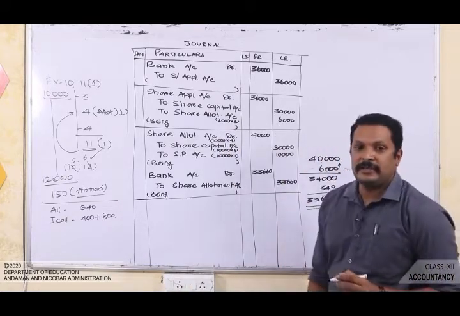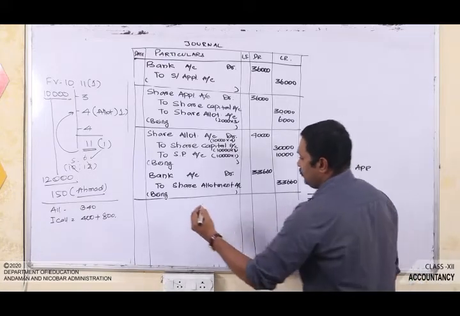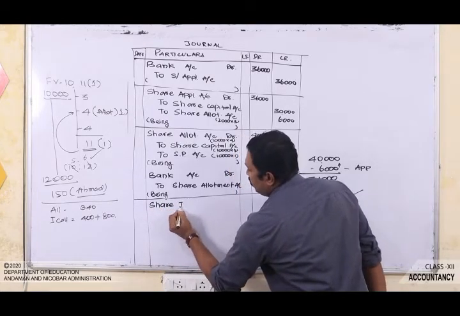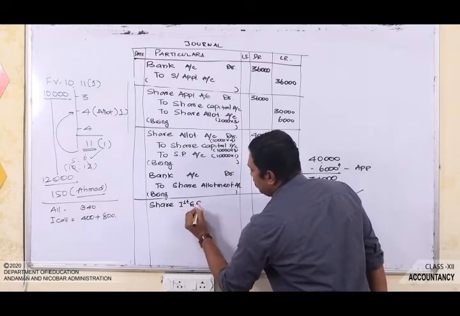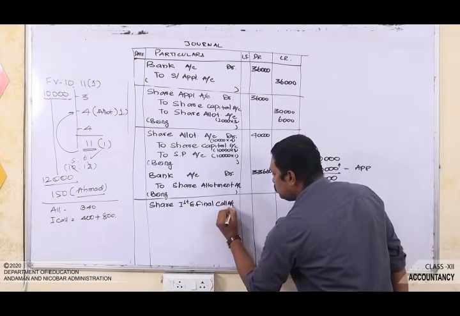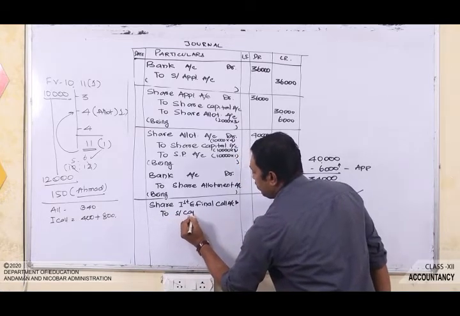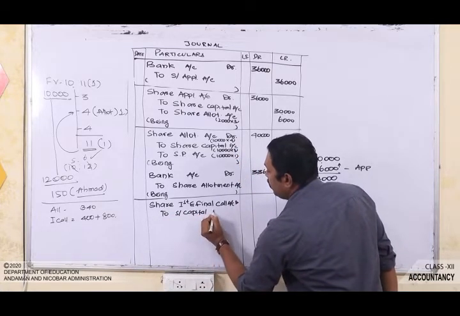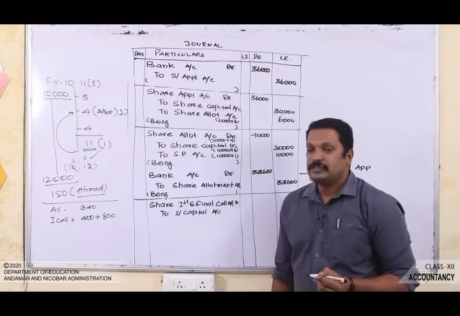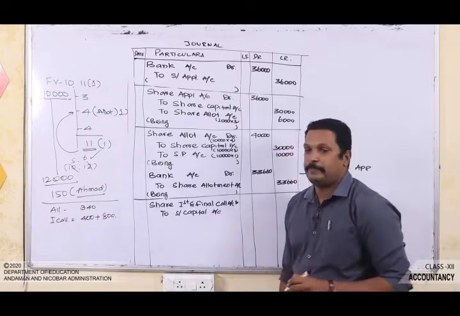The next installment is what? First call. So pass that entry. Share first and final call account debit to share capital. I hope you all remember the entries. Right. So what is the entry? Share first and final call account debit to share capital.